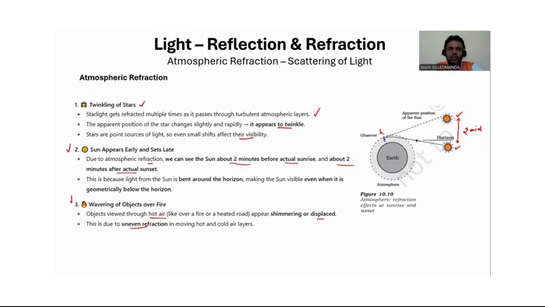You got it right. So what is atmospheric refraction, and what are the different phenomena that we observe in our day-to-day life, right? Twinkling of the stars, and also the sun appears before the sunrise, we can see the sun, and also after the sunset, we can still see the sun, right? So that is a 2 minutes difference. All right, and also wavering of the objects over fire.